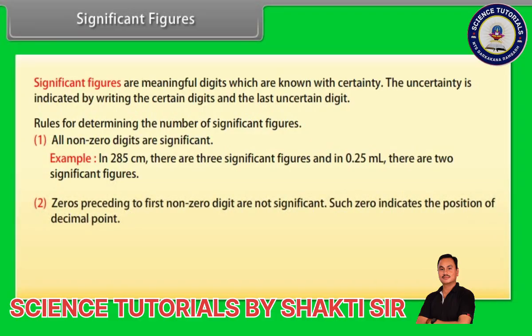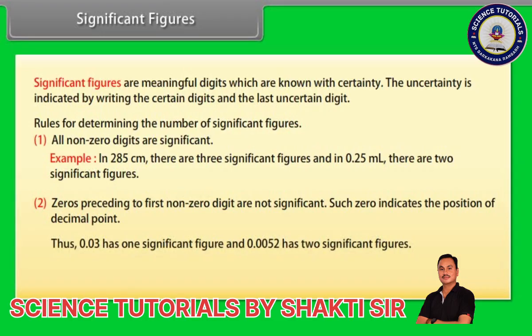Zeros preceding the first non-zero digit are not significant. Such zeros indicate the position of the decimal point. Thus, 0.03 has 1 significant figure and 0.0052 has 2 significant figures. Zeros between 2 non-zero digits are significant.